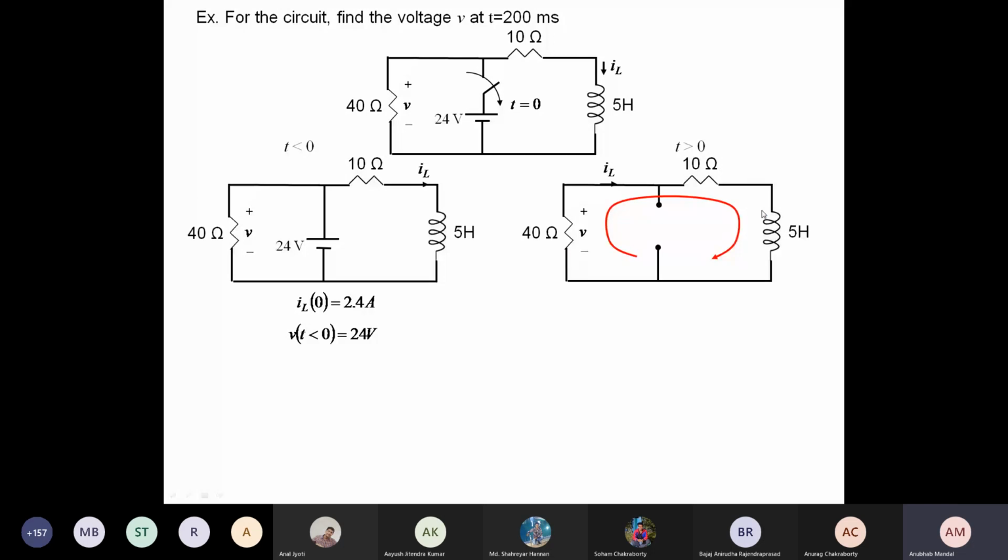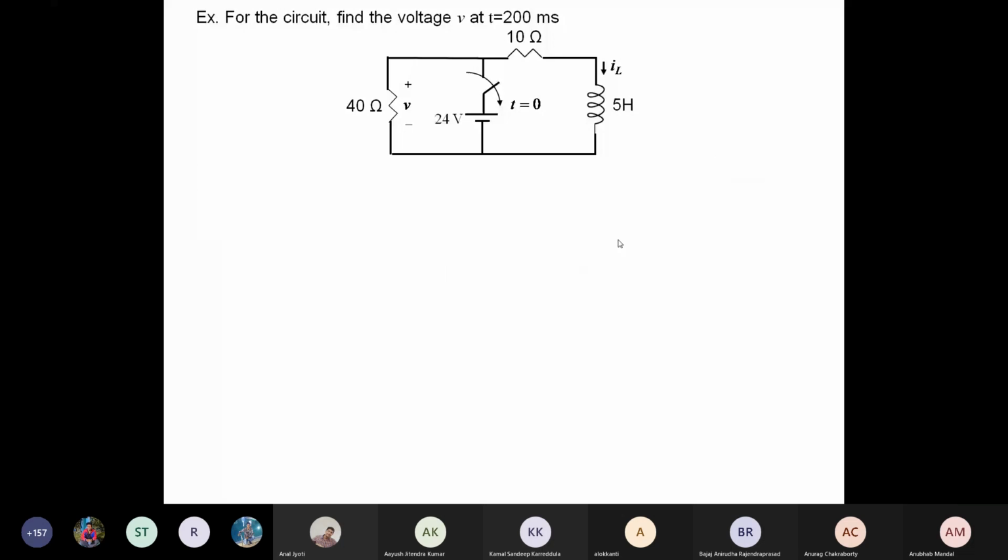For this slide? Yes, t greater than 0. Can you see the screen? Yes, sir. So now somehow we have to solve the circuit. Sir, students are asking to repeat this slide from the starting onwards. I can repeat, but there is a lot of interruption.